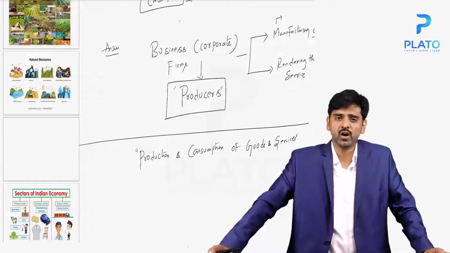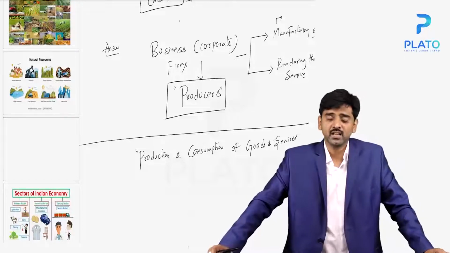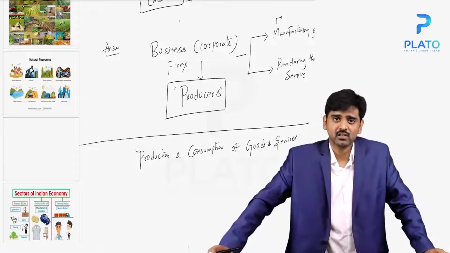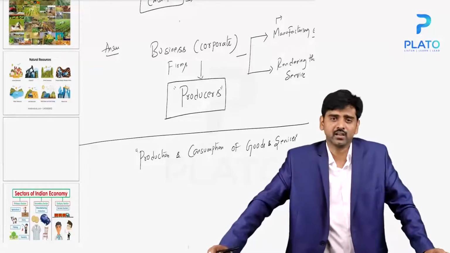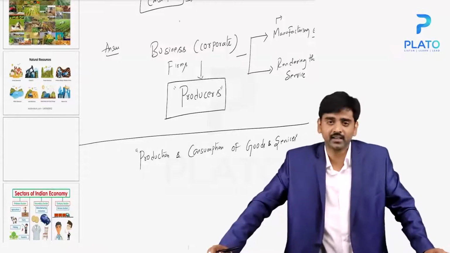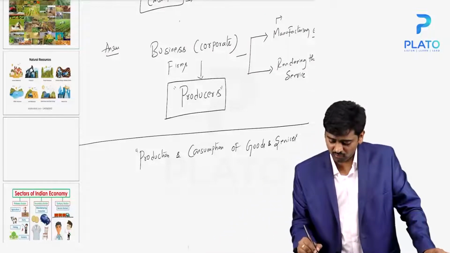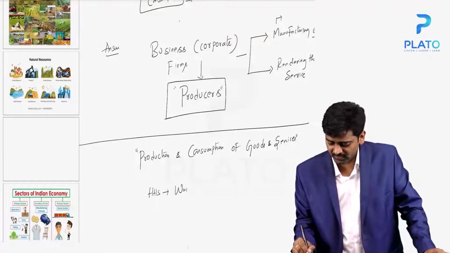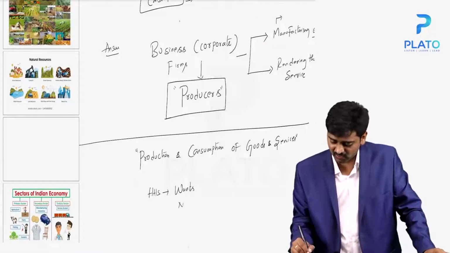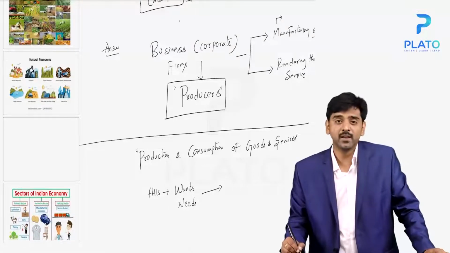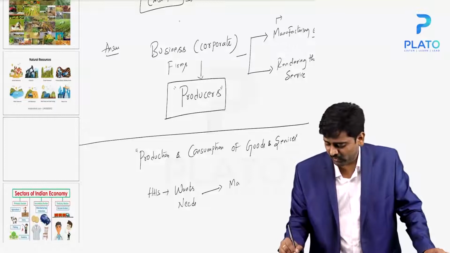Whatever the economies, 200 plus economies, they either will be producing goods or they will be rendering services. Either you take the Indian economy, AP or Telangana, whoever it is, they will be either producing goods or rendering services. See, this household sector has some wants, or not? Yes, they have some wants and some needs also.